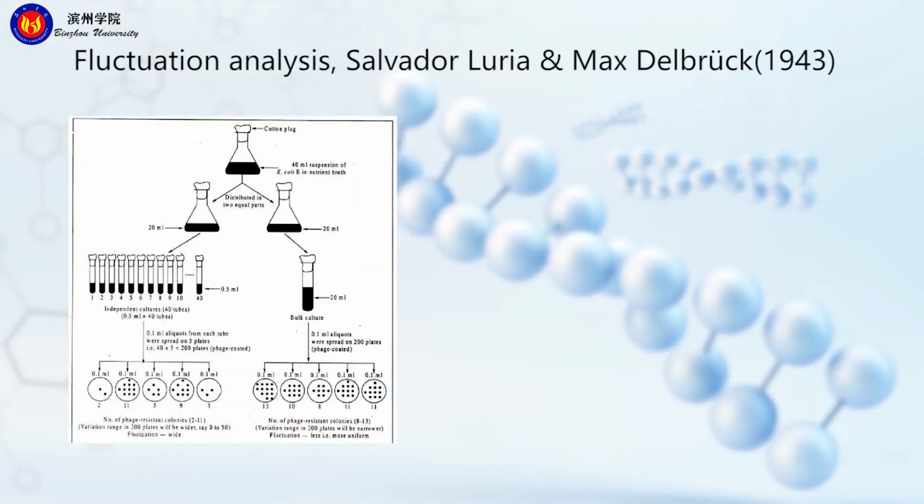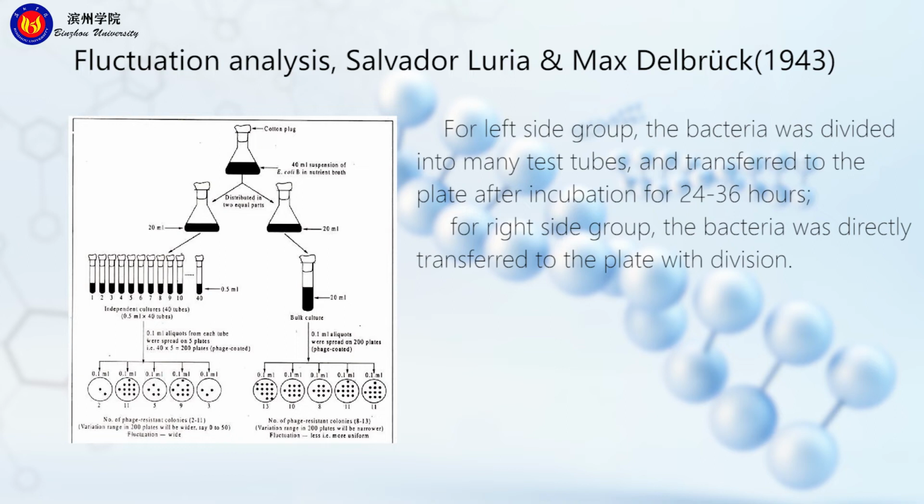The experiment involved two groups. One is shown at the left side, while another is at the right. For left side group, the bacteria were divided into many test tubes and transferred to the plate after incubation for 24 to 36 hours. For the right side, the bacteria was directly transferred to the plate with division.